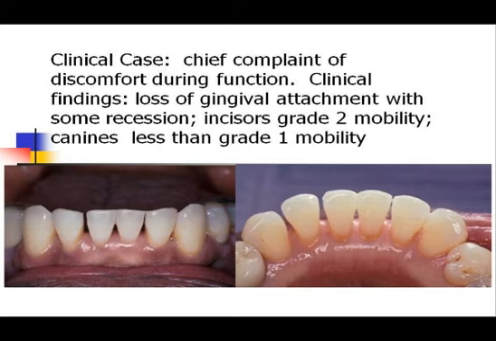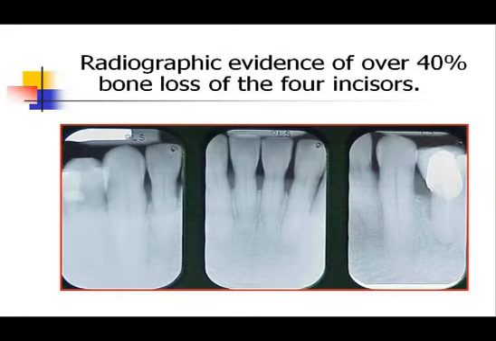In this clinical case, we have a patient who has a chief complaint of discomfort upon function. Our clinical findings show a loss of gingival attachment, some recession. We have a grade 2 mobility of the incisors. The canines have less than a grade 1 mobility. The patient's complaining that the teeth are starting to space out. They want to know what can be done. When we look at the radiographs, we see evidence of about 40% bone loss of the 4 mandibular incisors.